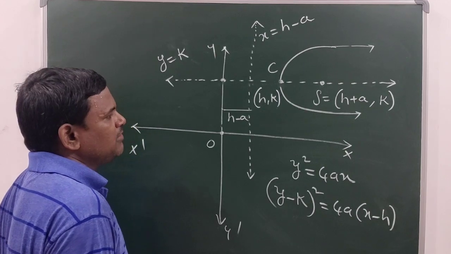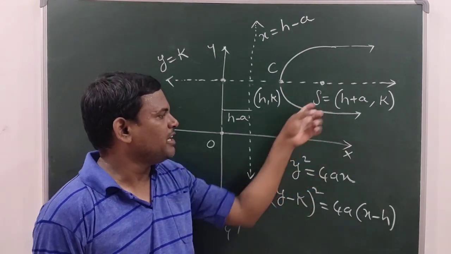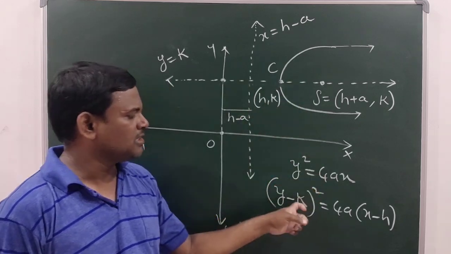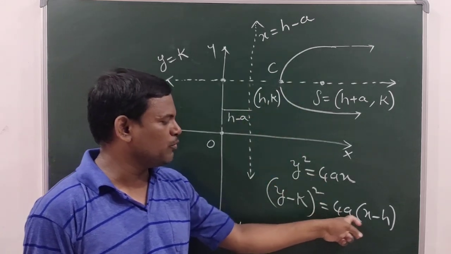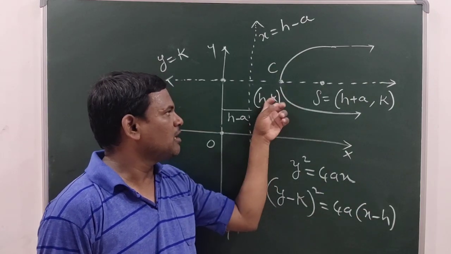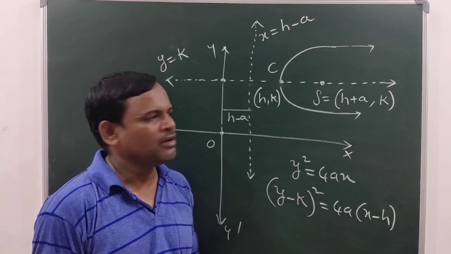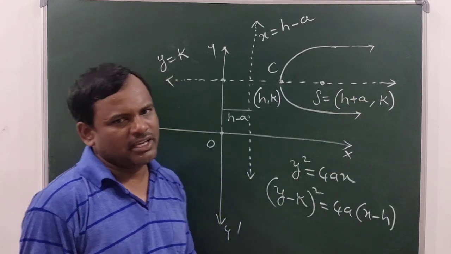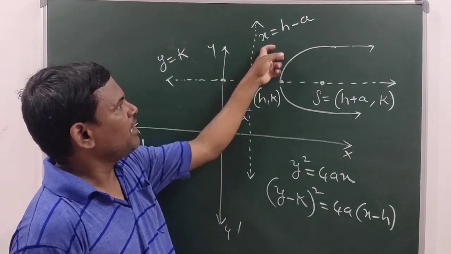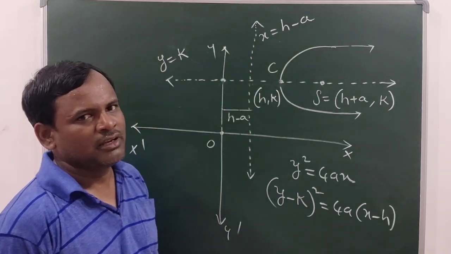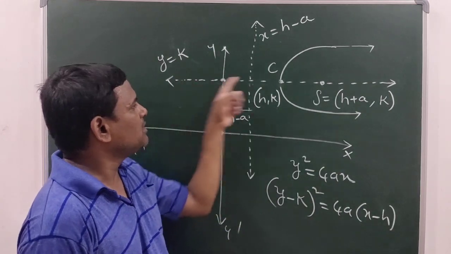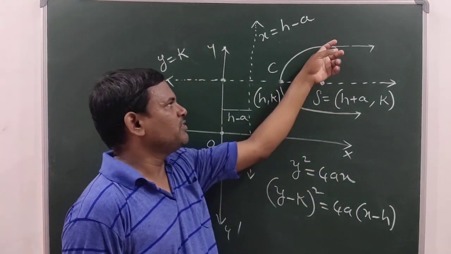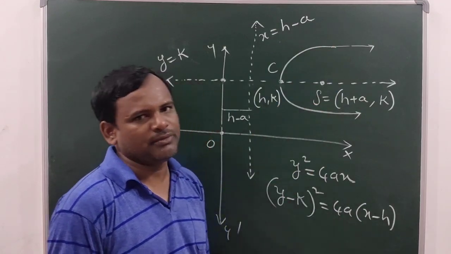Okay. Now, let us see once again. What is the standard form of the parabola if the axis is parallel to the x-axis? (y minus k) whole square is equal to 4a of (x minus h), where h comma k is the vertex of this parabola. And the focus coordinates: S is equal to (h plus a, k), and the directrix equation is x is equal to h minus a. Next, the axis of this parabola is y equal to k. And here the length of the latus rectum will be 4a only.